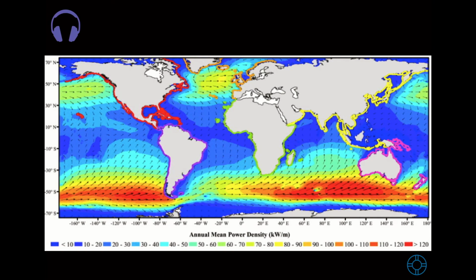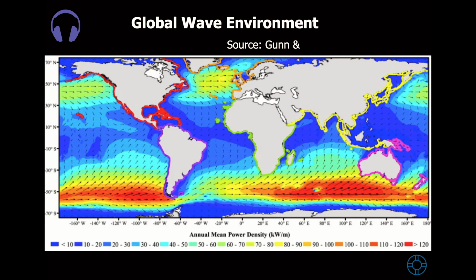This map, built by Gunn and Stock in 2012, shows the global wave environment, and colors represent the annual mean power density of waves along the global ocean, and we can identify areas of major energy and minor energy along the global ocean.